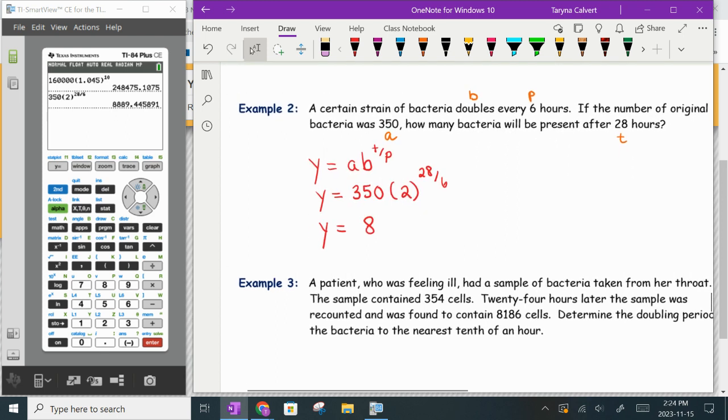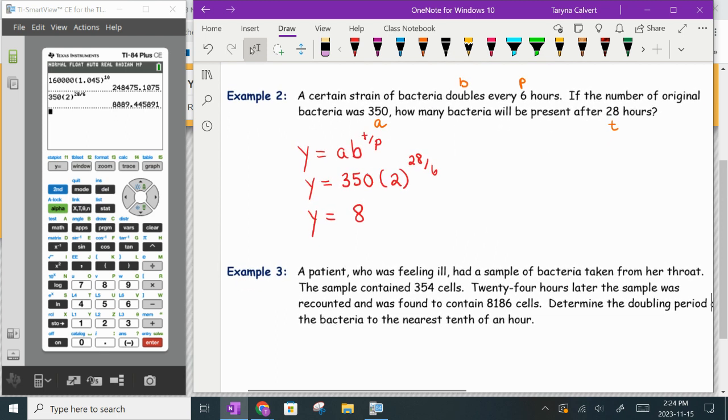It doubles? No, it would still, 1.5 would just mean 1.5 times, right? So it would still be growing if it was 1.5. The only time it's going to be decreasing is if it's a 0 point something. So it didn't say how to round, so we'll just do to the nearest bacteria. So 8,889.